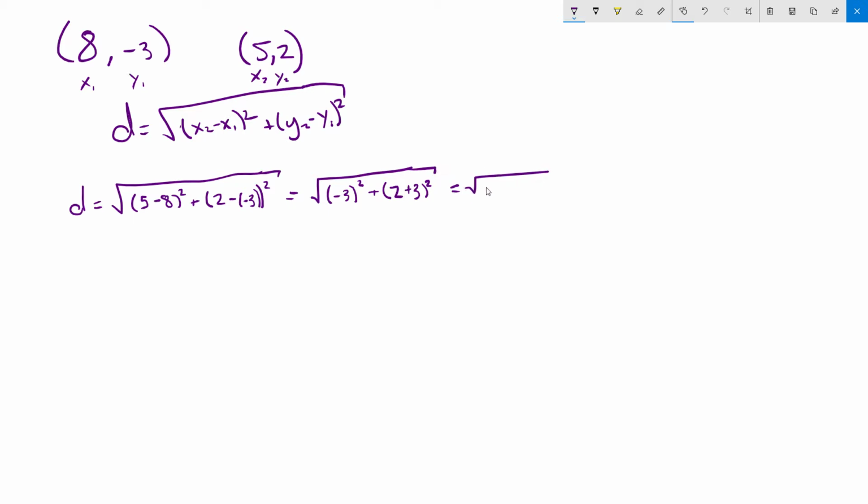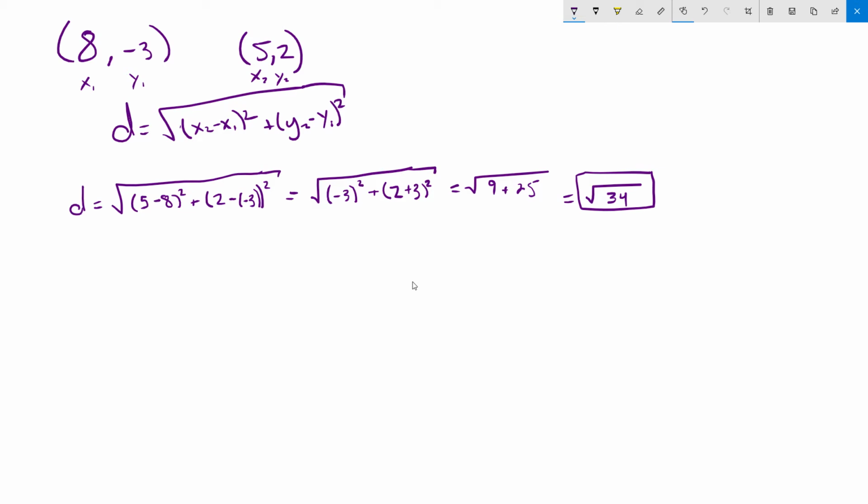Let me just go a little faster here. So -3 squared would give us 9, and this would end up turning into 5, so 5 squared would be 25, right? So then the answer in this case would end up being the square root of 34, okay? And remember, I do prefer you guys to leave them in square root form, so make sure you leave it like this, okay? So don't round it if you put it in a calculator, okay?